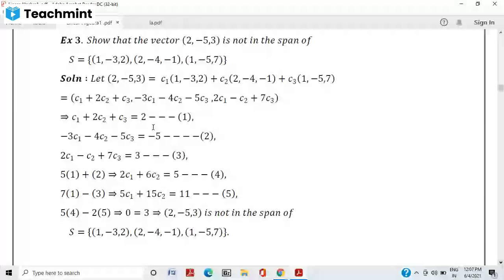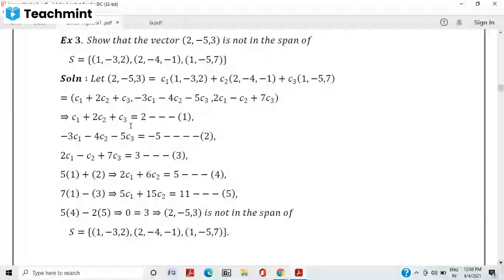Now we got three equations. We can simplify these three equations and find out the values for C1 and C2. Consider equations 1 and 2. Here it is C3, here it is minus 5C3. If we multiply equation 1 with 5, what do we get?